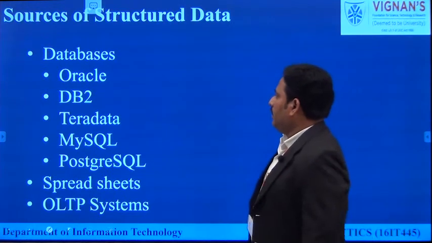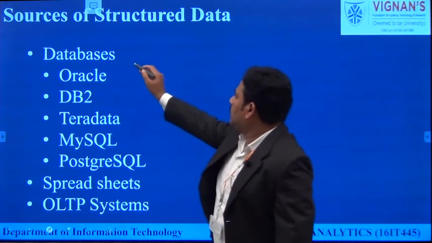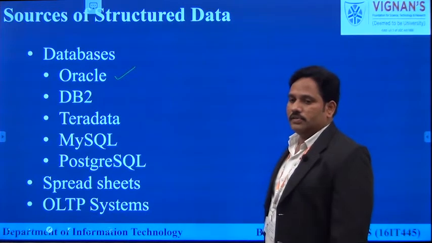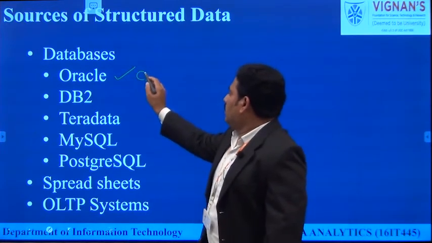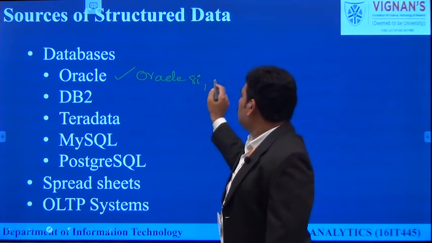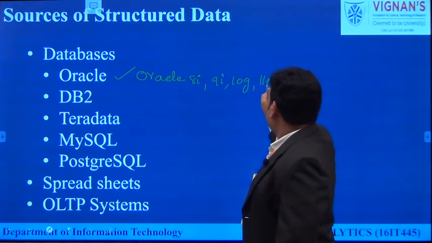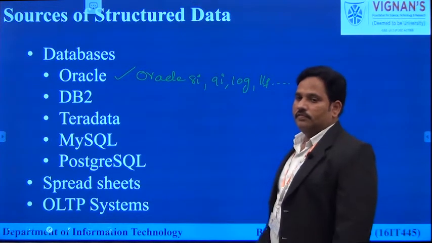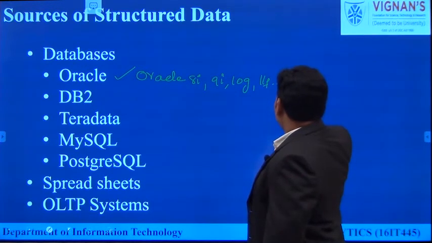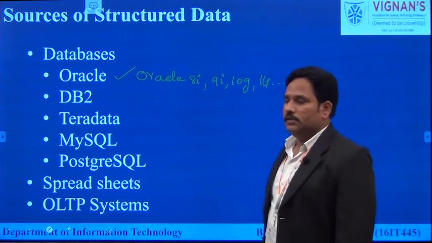So here we'll see the various real-time applications where we are storing data in databases. So here one mostly and commonly used database is Oracle. So here in Oracle we are having various databases like Oracle 8i, 9i, 10g, 11g. Like that we are having various different flavors of databases which are working on the concepts of RDBMS, that is Relational Database Management Systems.